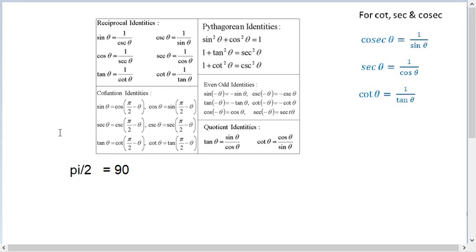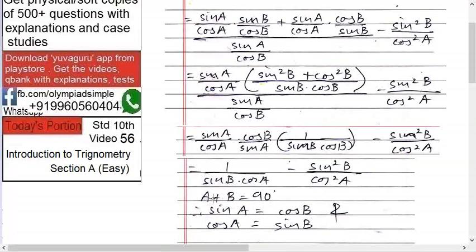But what is given? Instead of theta we will put a. Sin a equals cos of 90 minus a. But what is 90 minus a? Because a plus b is 90, therefore 90 minus a will be b. Therefore sin a equals cos of 90 minus a, that is b, and cos a equals sin of 90 minus b, that is a, that is b again. So we get sin a equals cos b and cos a equals sin b.